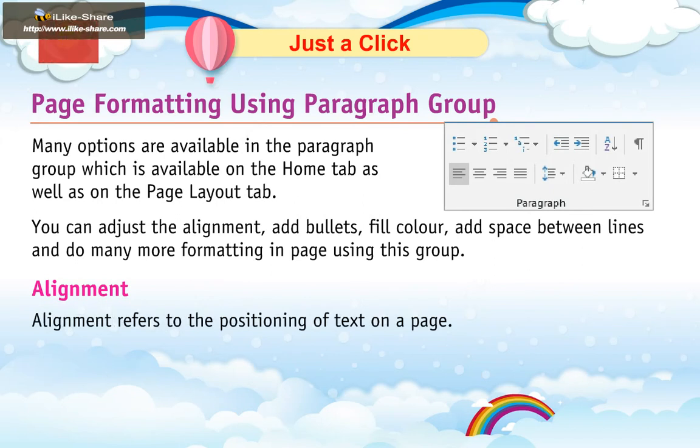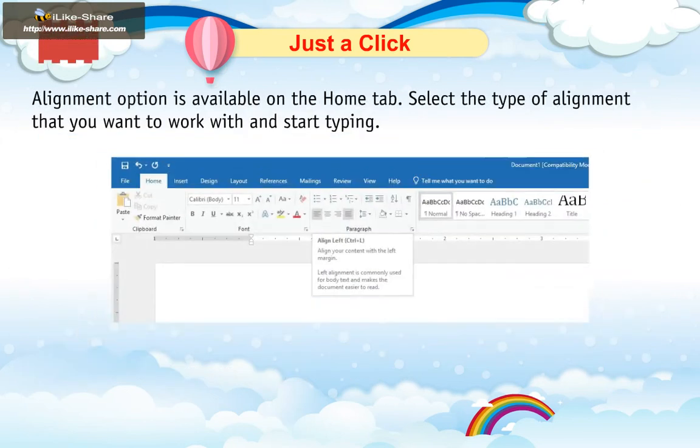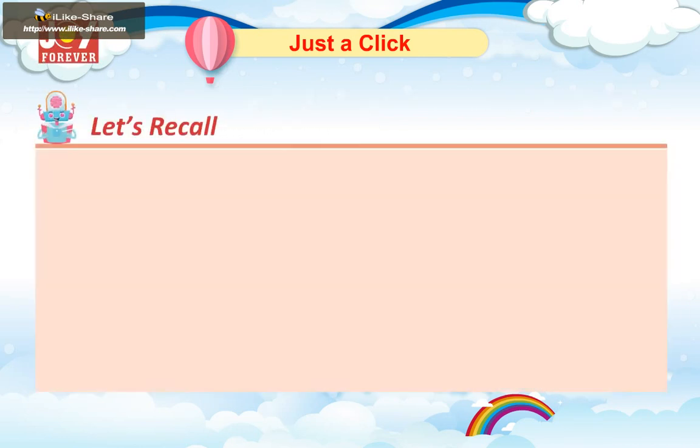Alignment. Alignment refers to the positioning of text on a page. There are 4 types of alignment available in Word. They are left aligned, right aligned, center aligned, and full justified aligned. Alignment option is available on the Home tab. Select the type of alignment that you want to work with and start typing.